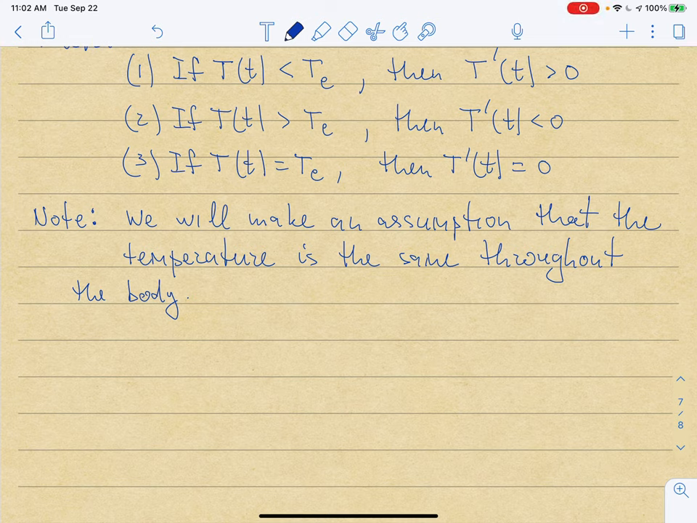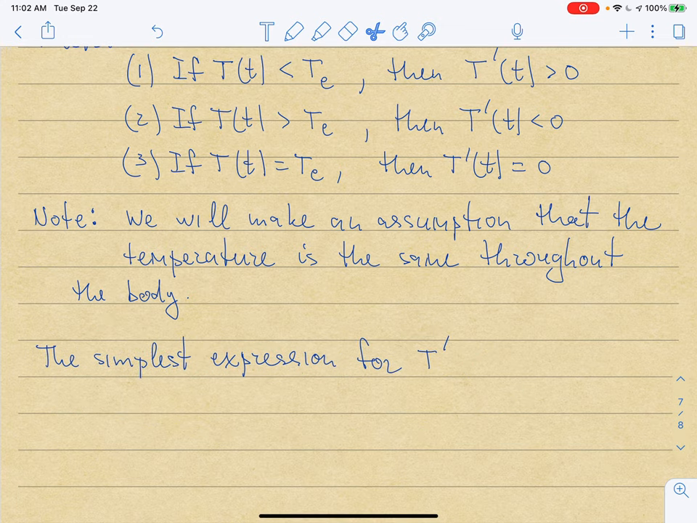What is the simplest expression for T prime as a function of T that would satisfy the conditions from 1 to 3? Well, it certainly cannot be the case that T prime is a constant, because it clearly isn't. T prime is going to depend on the difference between the temperature of a body and the temperature of the environment. So the simplest function, as usual, is going to be a linear function. And in fact, the simplest expression is going to look like this.